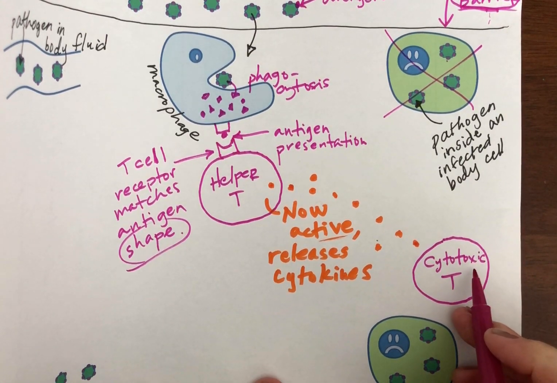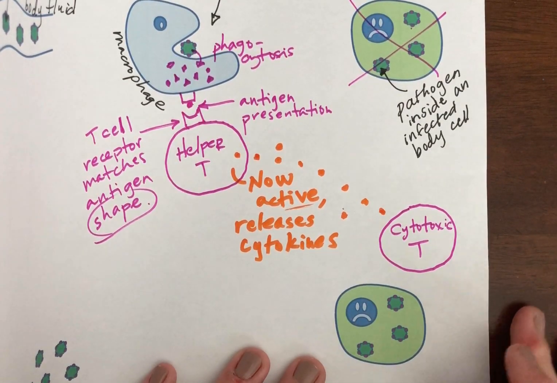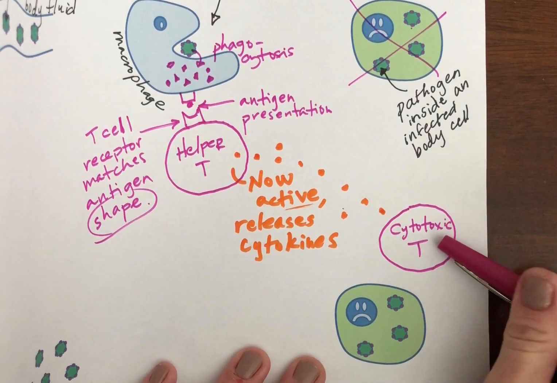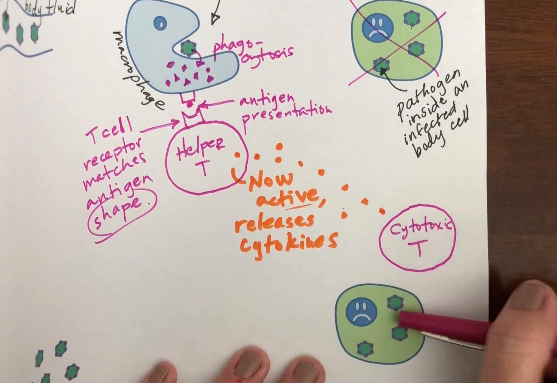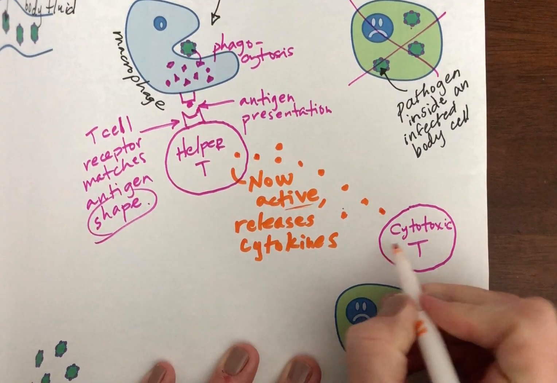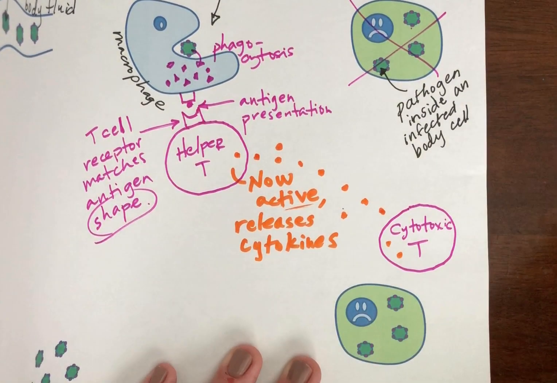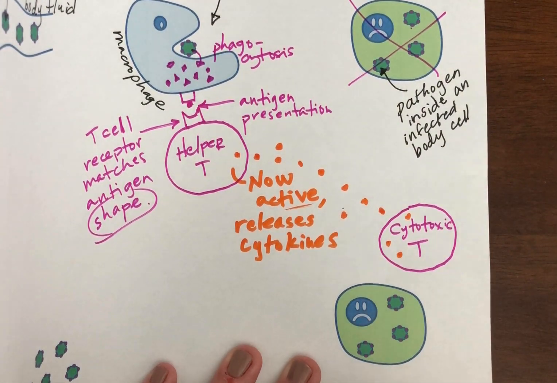Cytotoxic literally means toxic to cells. Okay, so it is a cell. It's an immune system cell. It's a lymphocyte. Specifically, it's a T cell, but it's going to be toxic to other cells. So remember our goal. Our goal is to kill this guy, the infected body cell. The cytotoxic T is going to do that. So the cytokines are going to activate the cytotoxic T.